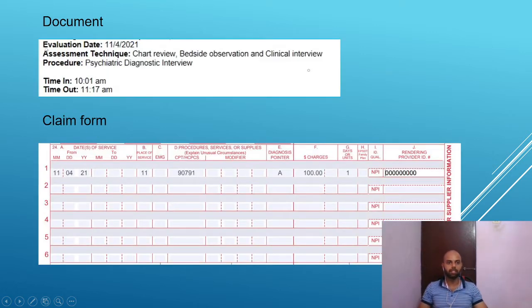Example: there is an evaluation done on 11/4/21. The procedure they mentioned is psychiatric diagnostic interview. The time is 10:01 to 11:17. Since it's a psychiatric diagnostic interview, we are not going to consider the time in and time out. So I'm going to bill evaluation date 11/4 with the CPT psychiatric diagnostic interview 90791, the diagnosis pointer, and a charge amount.